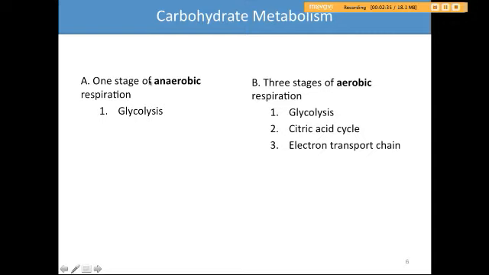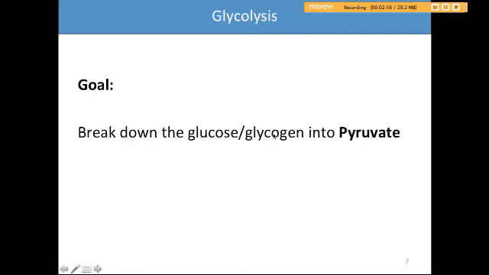Anaerobic metabolism is one set of chemical reactions called glycolysis, and aerobic respiration occurs through 3 different sets of chemical reactions: glycolysis, the citric acid cycle, also known as the Krebs cycle, and the electron transport chain. Let's start with anaerobic, or the process of glycolysis. Remember, all these metabolic pathways I'm going to talk about are just clusters of chemical reactions that occur in sequence to achieve a particular goal: a set of chemical reactions that break down glucose to provide us with energy.